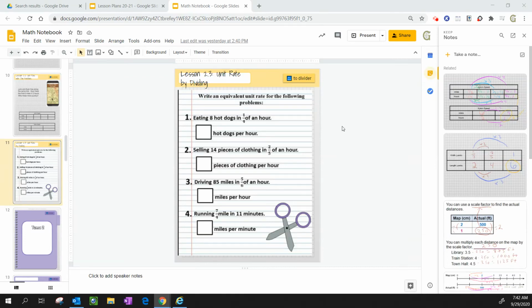Okay, so we've been doing a couple of these examples now that have unit rates that involve fractions. And in most of the examples, we had what we call unit fractions, so there was a 1 in the top number, the numerator. If you look at the first problem on this page, eating 8 hot dogs in a quarter of an hour, hopefully you started to see that if it's 1/4, I'd have to multiply by 4 to make it 1. And so my answer would be 8 times 4, which is 32.